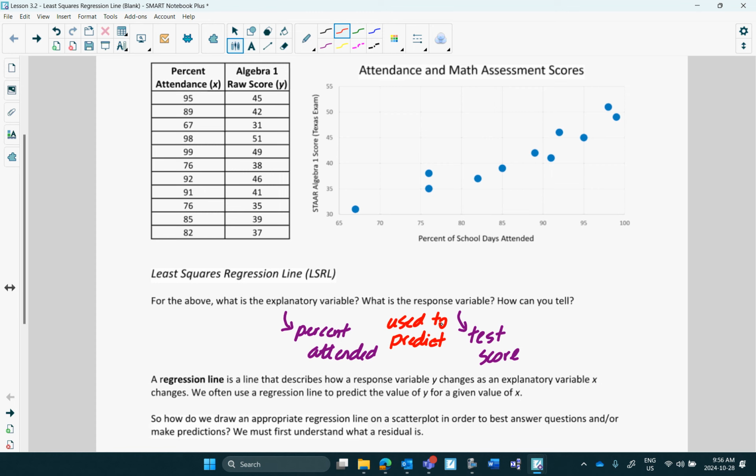Okay. And just remember the explanatory variable is always the X, which means in a table it's always the first column, and on the graph it's always the horizontal axis. Whereas the response variable is the Y, so in a table it's the second column, and on a graph it's the Y axis.